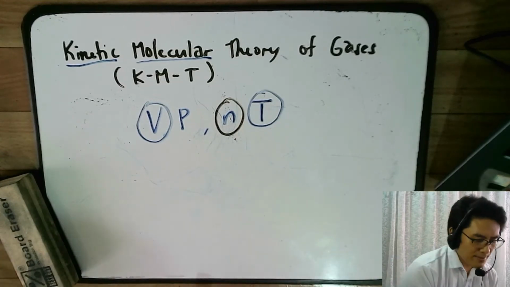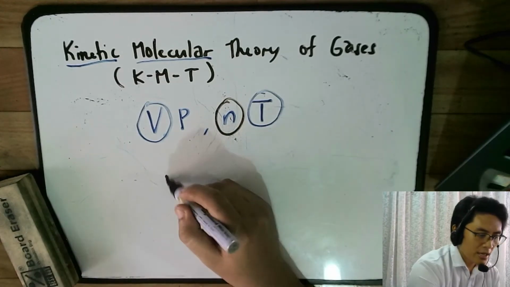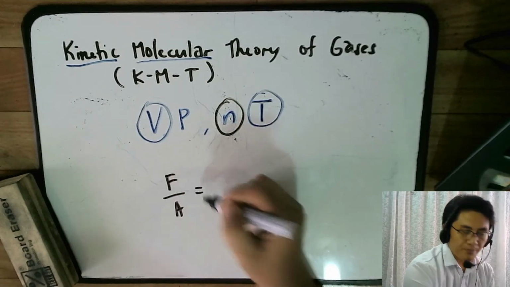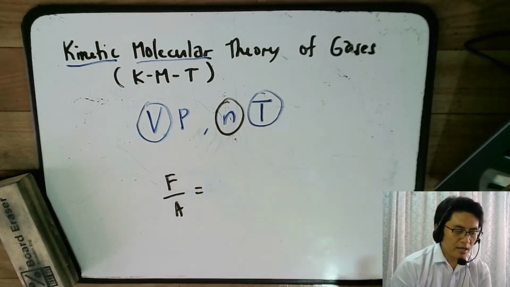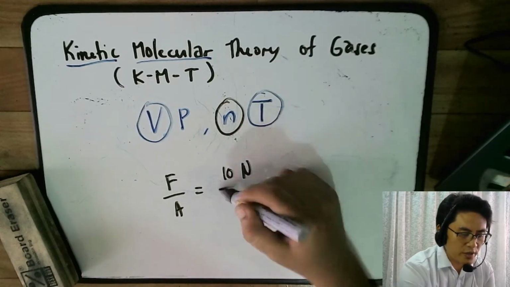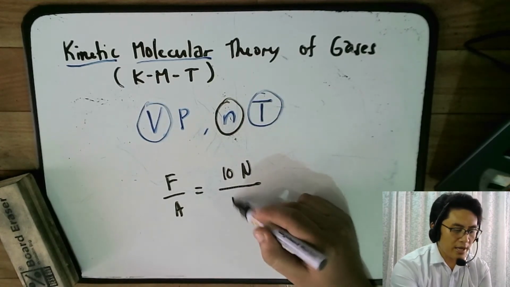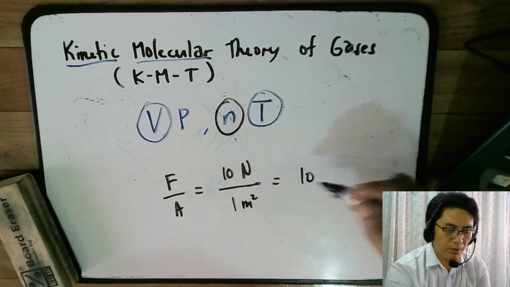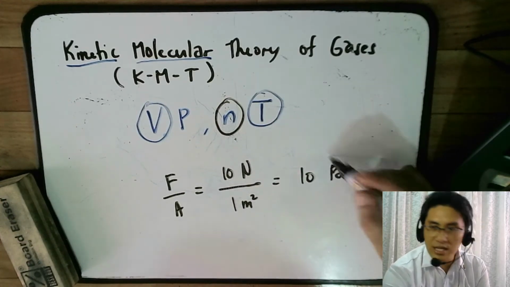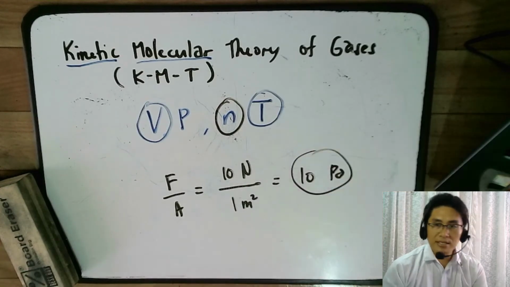Now again, as I explained to you last time, pressure is force over area. Okay? So it's the amount of force divided by the area. For example, if you have 10 newtons of force and the area you apply it to is 1 meter squared, you will get 10, and the newton per meter squared is the pascal. So this is how we get pascal, 10 pascals.